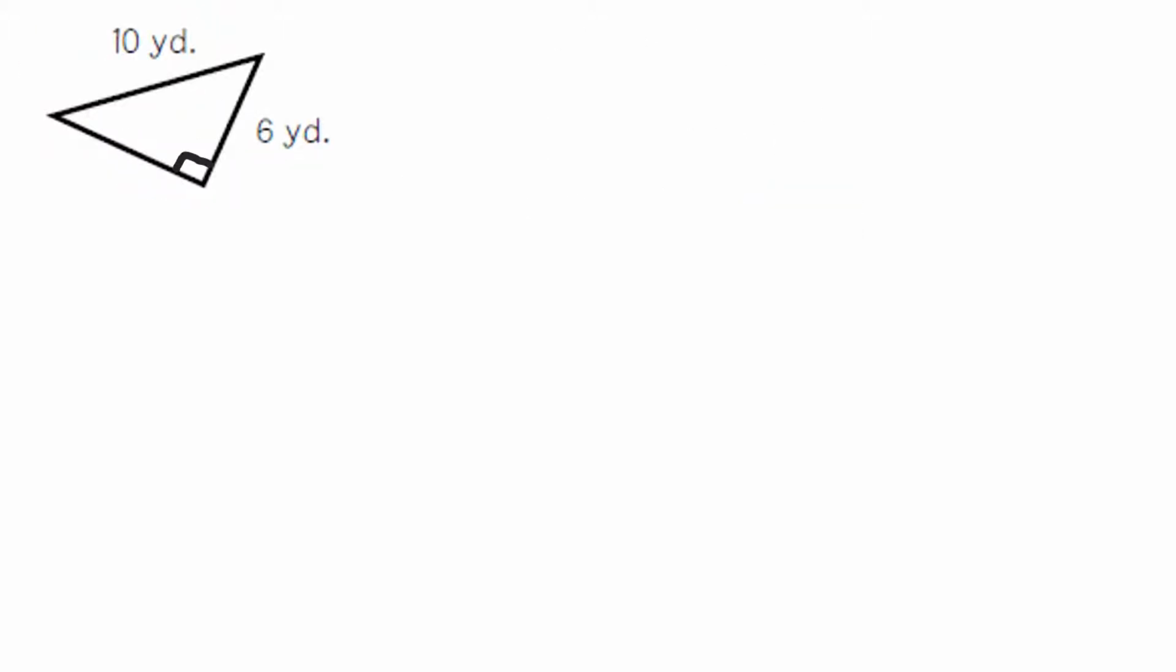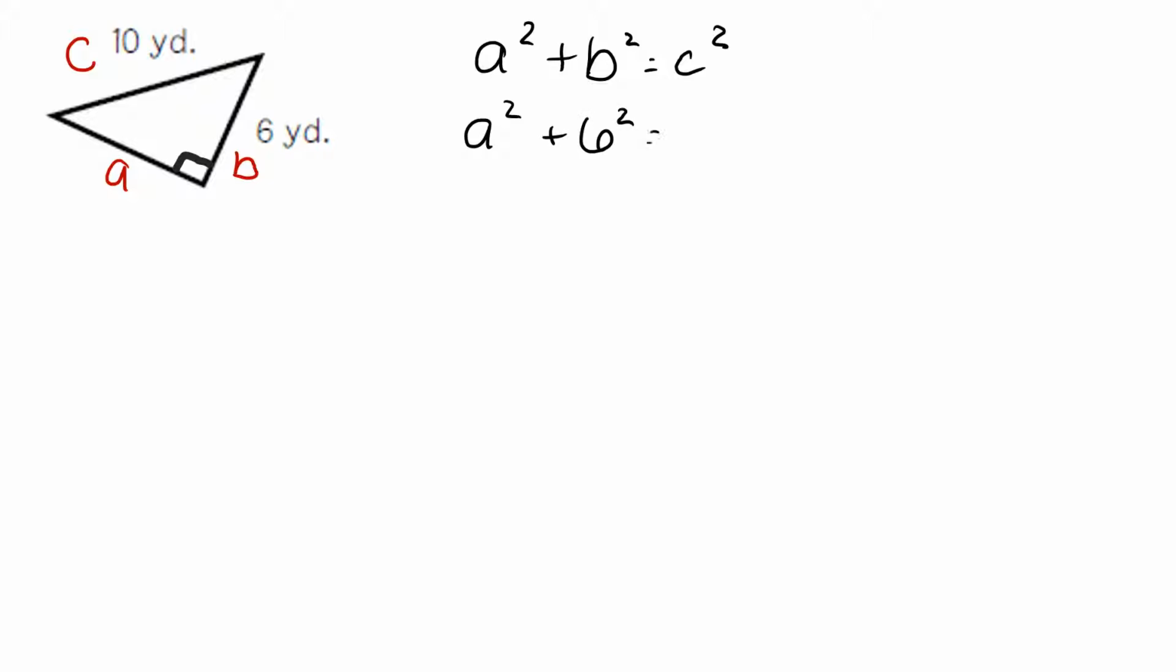Again, looking for our right angle mark, we can go ahead and label our legs A and B, which means the other line, the longest side, the diagonal line, is C. We're going to plug in our numbers. A is unknown, B is 6, and C, our hypotenuse, is 10. When we solve the problem, 6 squared is going to give us 36. 10 squared is going to give us 100.